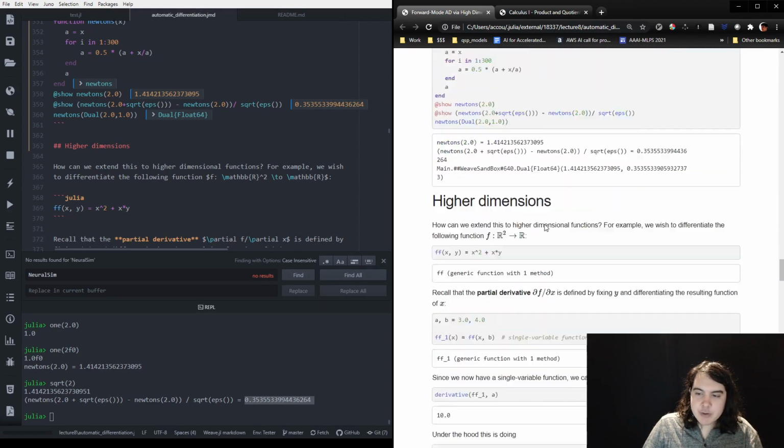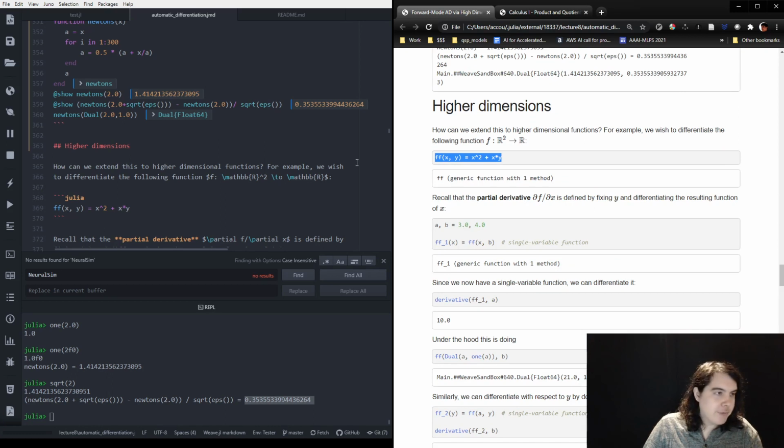So how do we define the derivative of a function f of x, y? Well, you can't in general. But you can define two derivatives. You can define the derivative with respect to x and the derivative with respect to y. Those are your partial derivatives.